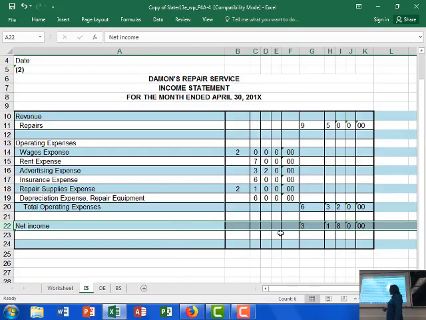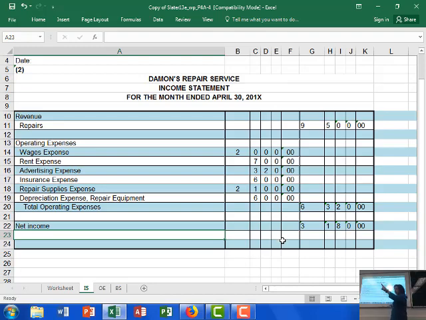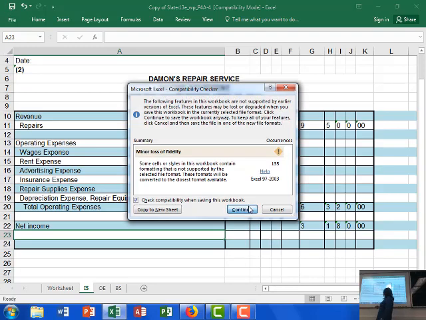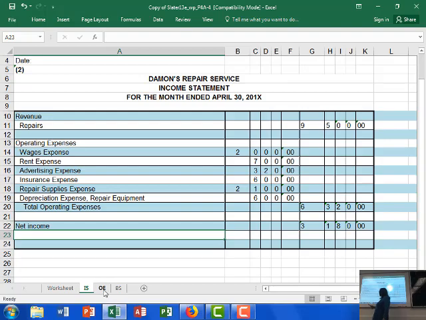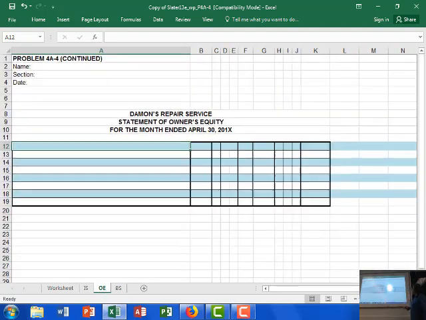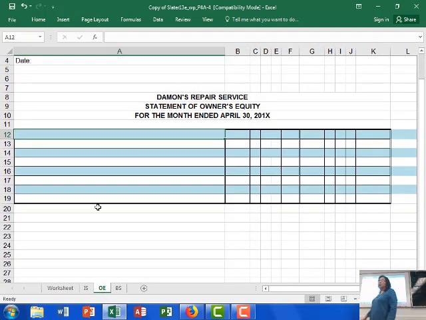So again, we can check it there. Now, save. Then you're going to go to your owner's equity, because that's next. We set it up. Owner's equity, what are we going to put in? Your capital. So you're going to put in the fact that this is Damon, D-A-M-O-N Repairs Service capital, or just Damon's capital, or capital Damon, however you want to say it.